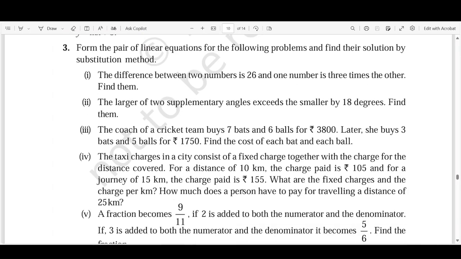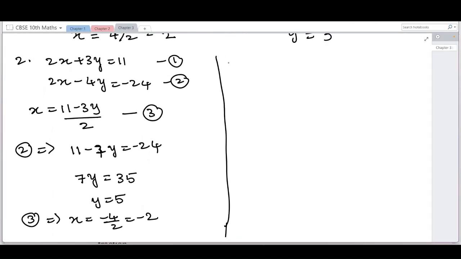Problem number 3. Form the pair of linear equations for the following problems and find their solution by substitution method. The difference between two numbers is 26 and one number is 3 times the other. Find them. So here they have considered two numbers. Let us take them as x and y, and they have given the difference between two numbers is 26. Fine. And now the second condition they have given is one number is 3 times the other.